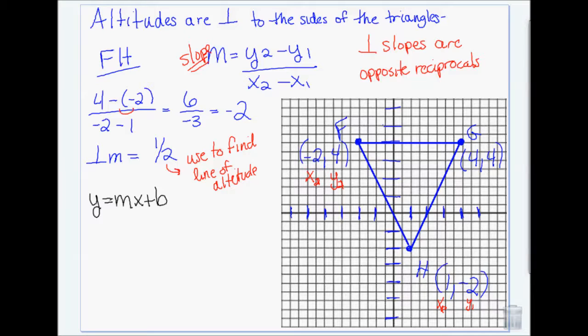Okay, so I've got -2, 4, and a slope of 1/2. This is x and this is y. So I have a y, I have an m, I have an x, I don't know b. So I'm going to try to find b. b is the y-intercept, right? So b is where the line I'm going to draw for my altitude is going to cross the y-axis right here. So I'm going to plug these points into this equation and find out what b equals.